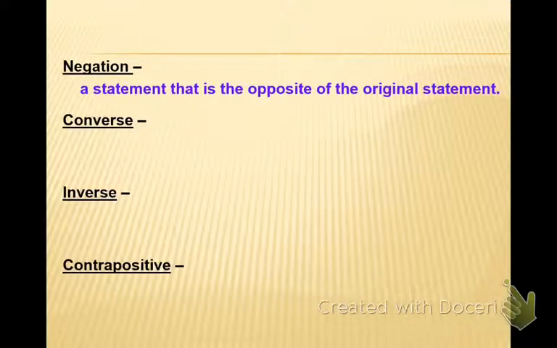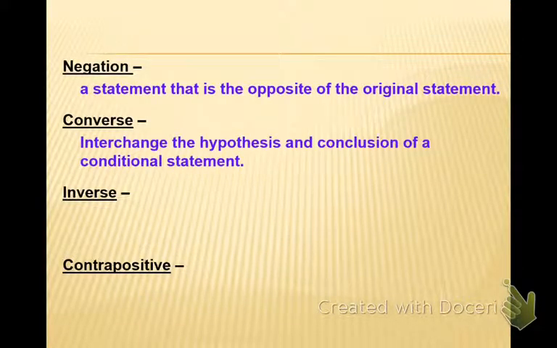Now, in your if-then statements, once we create a conditional statement, we can create what's called the converse. And all we have to do to make a converse is to flip-flop the hypothesis and the conclusion. Interchanging the hypothesis and the conclusion, as we've seen, can change a conditional statement from being true to false or from false to true. Might not change it at all. But to make a converse, we just got to flip-flop, right?